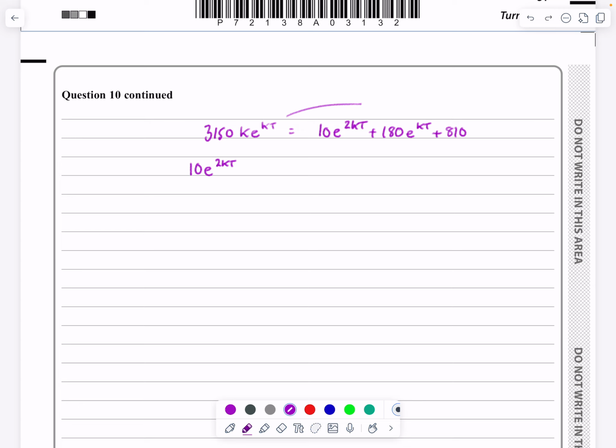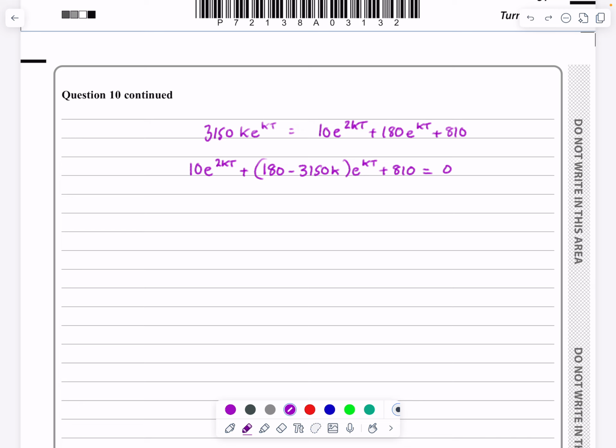I'm just going to do everything quite quickly now. It's going to be plus 180 minus 3150k, lots of e^kt, plus 810 equals 0. I've simply taken that over to the other side, and when I've done that, I've just combined these two together. So at this stage we're just trying to solve this quadratic equation.